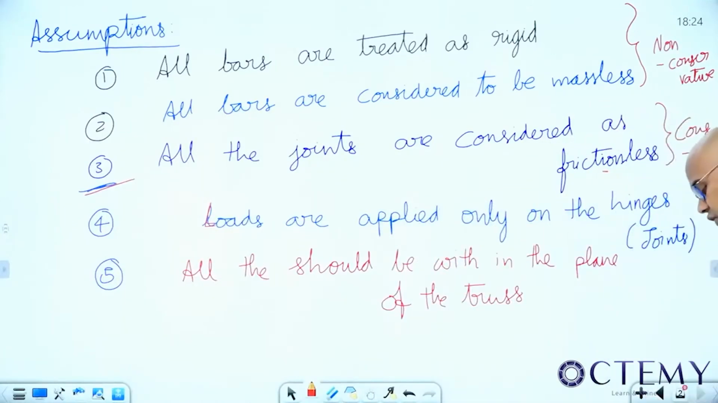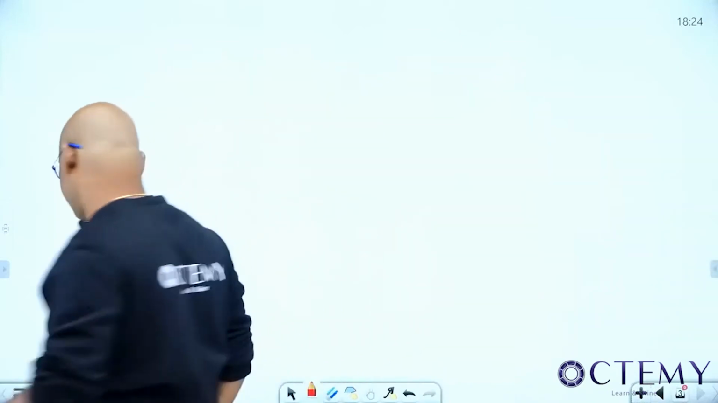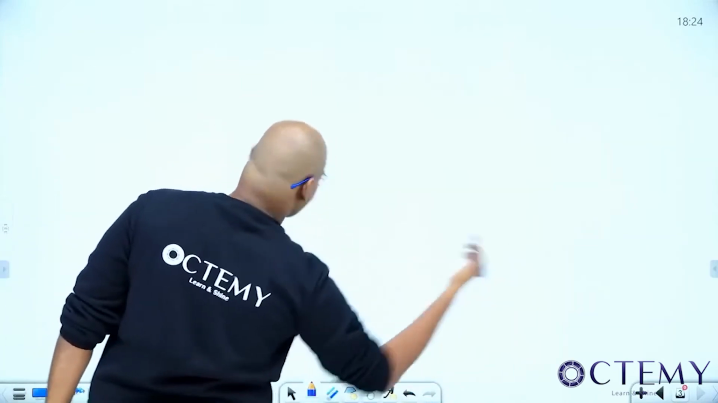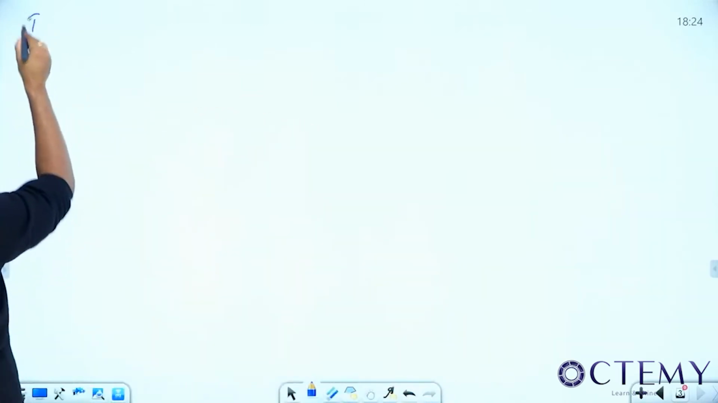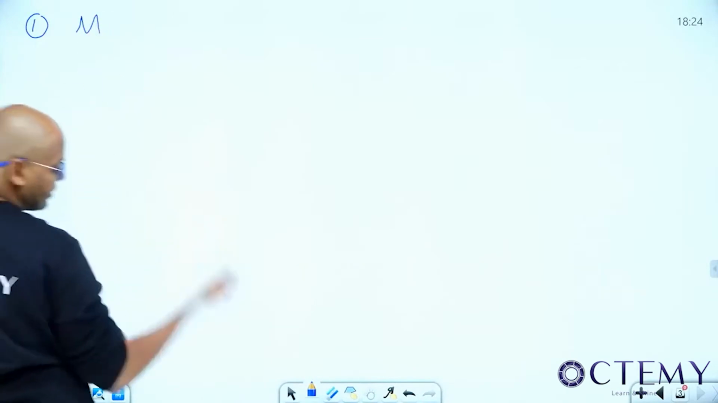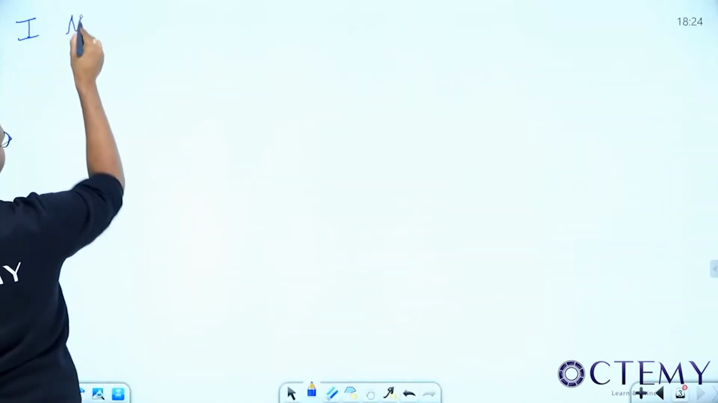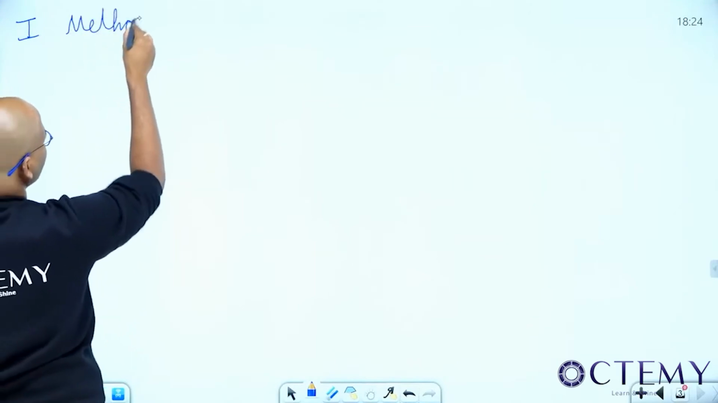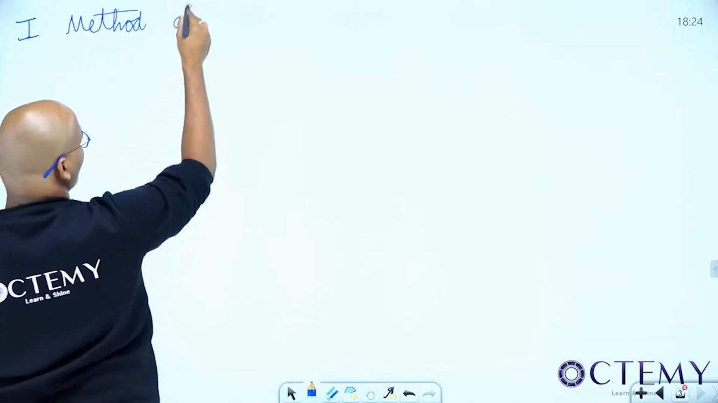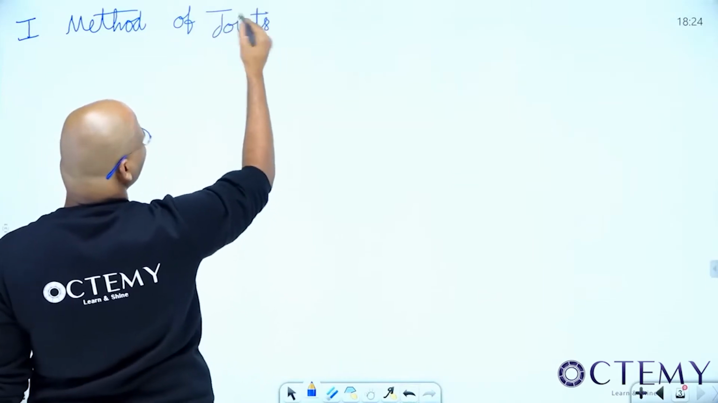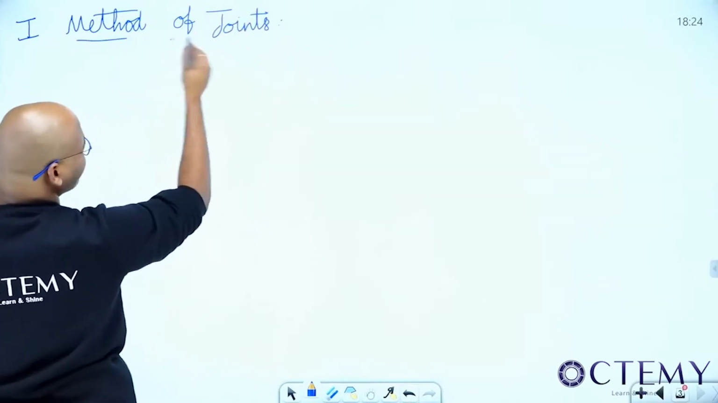So what is my objective? To find the load in the members. There are two methods for this. One is the method of joints, and the second is the method of sections. First I will go with the method of joints. I will explain both the method of joints and then the method of sections.